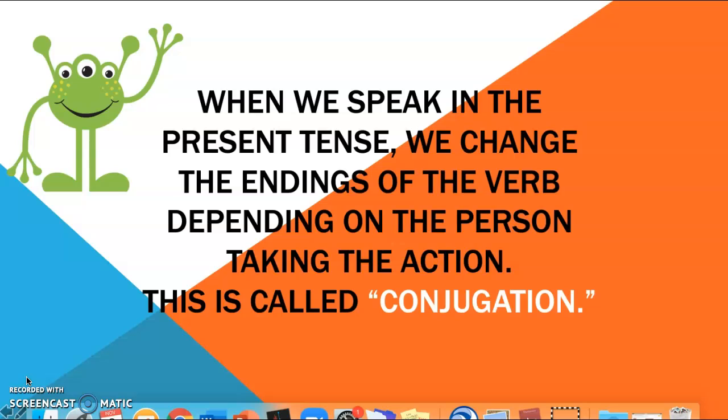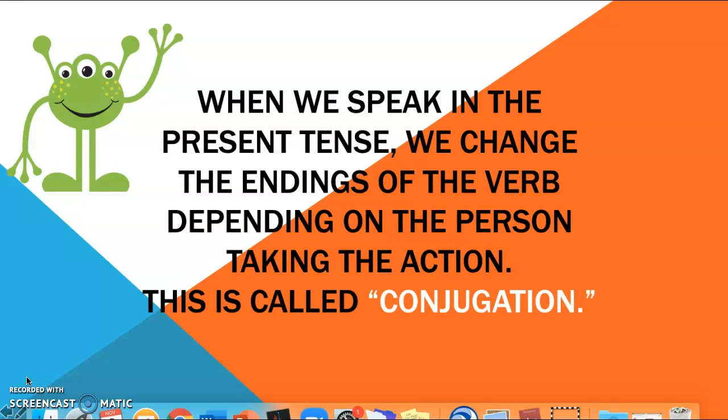So now we're going to look at the right-hand side of our chart. The upper right-hand box, we have nosotros or nosotras, which means we. Our next box is vosotros or vosotras, which means you all. This is only used in Spain. And then our bottom right-hand box is our third person plural. So we have ellos, which means they, all males or a mix. Ellas, which means they, but all females. And ustedes, which means you all, which is used in every other country besides Spain.